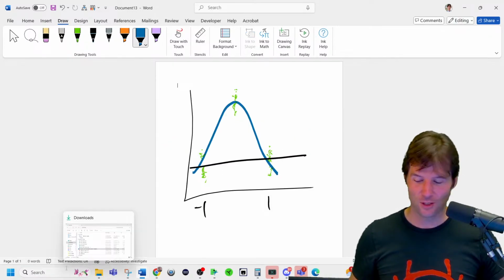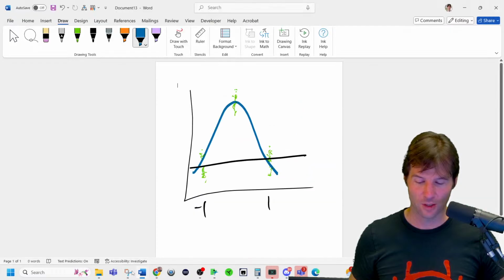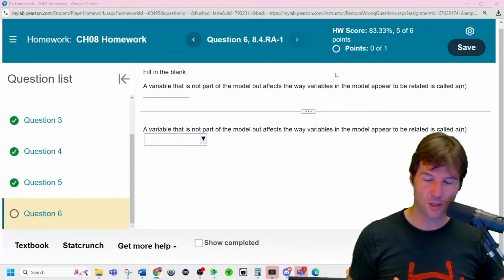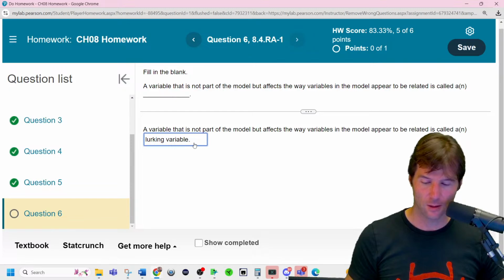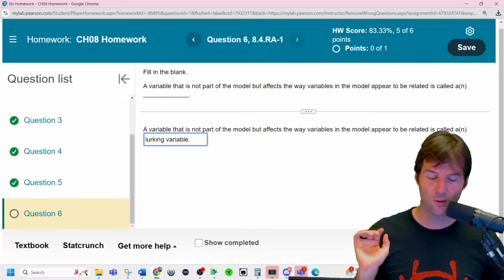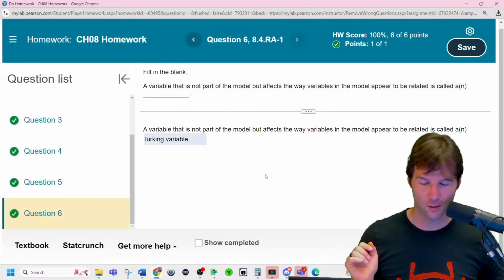So we actually alluded to this earlier. We talked about multiple regression just briefly. If you have a problem with a lurking variable, the best way to deal with it is to add it to the model. The explanatory variable is the x, the y is the response, and the lurking variable is a z that is outside the model.